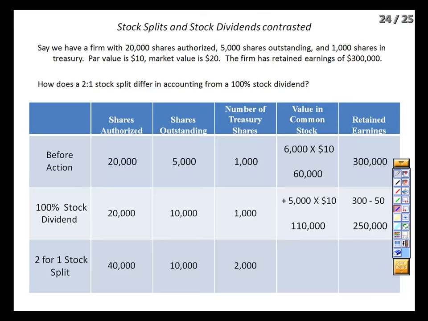What happens on the balance sheet? Nothing. Common stock is unchanged. We've doubled the shares, but we've halved the par value, so that stays at 60. And retained earnings, of course, stays the same. So here we have two different ways of doubling the shares held by shareholders, and while both result in 10,000 shares outstanding, the side effects of that doubling are different from one method to another.